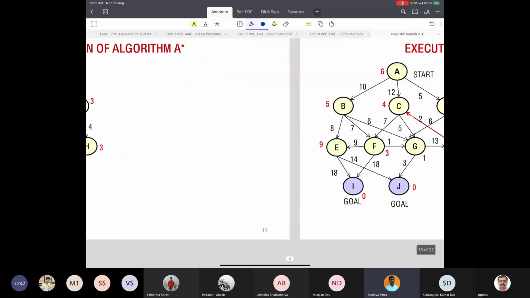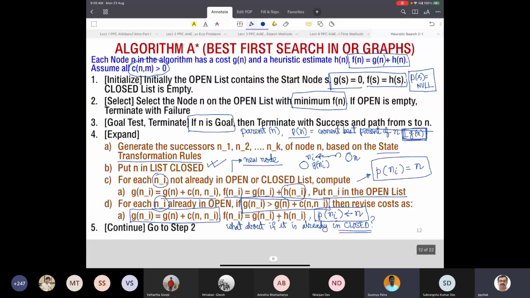Sir? Yes. In the previous examples, by the term underestimate, did you mean that we are estimating a lower cost than the actual cost? Yes. Okay. We are estimating a lower cost than the actual cost.